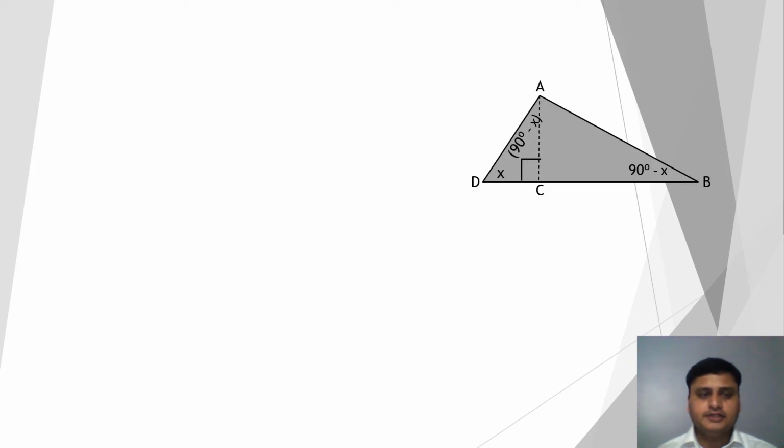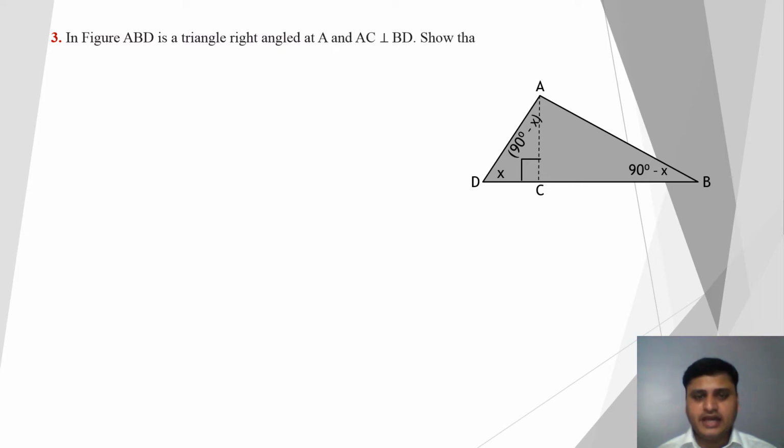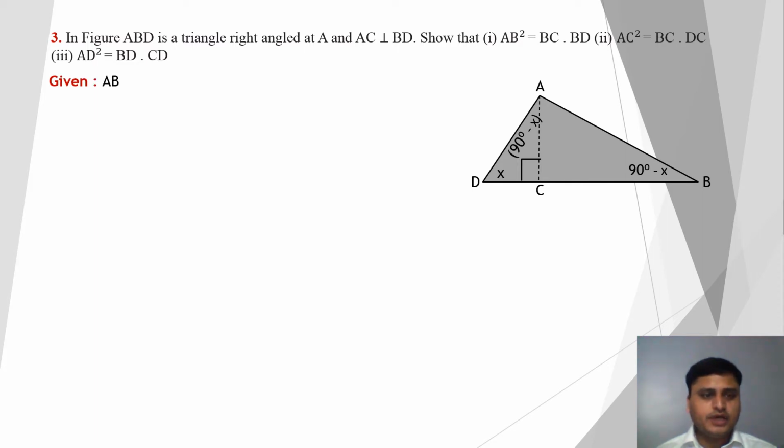Good afternoon to everyone. Today I am going to start a new question, question number 3. You can see in this figure triangle ABD, which is right angle at A, and in which AC is perpendicular to BD. Show that AB square is equal to BC into BD, AC square is equal to BC into DC, and AD square is equal to BD into CD.